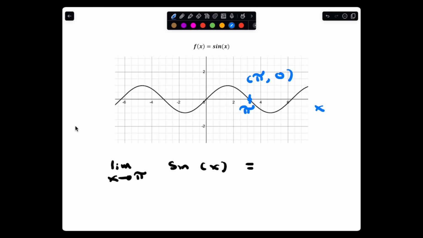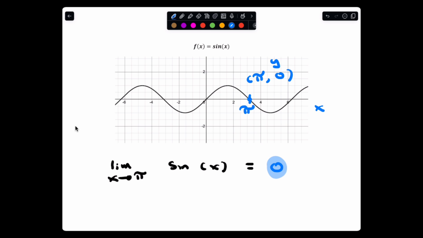So if I just said to you guys, what's nice about pi? Y was 0. What's the limit answer? 0. It's always the what? The y coordinate, okay? All right, you guys okay with that?